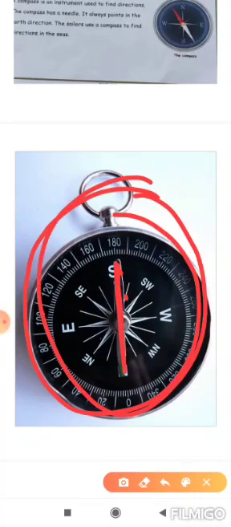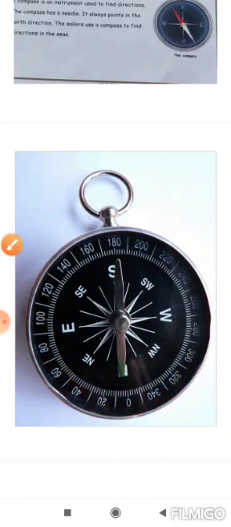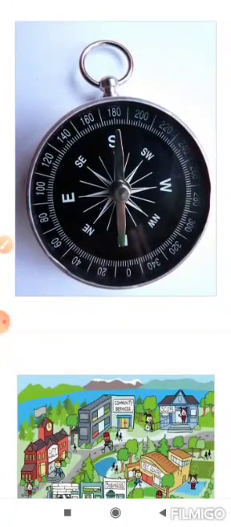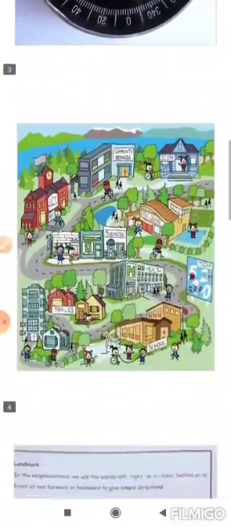Compass has a needle. This is a needle and it always points in the north direction. You can see in this picture that it always faces towards the north direction. The sailors use a compass to find the direction in the sea, and this compass is mostly used by sailors to know the direction in the seas. Is it clear, students?